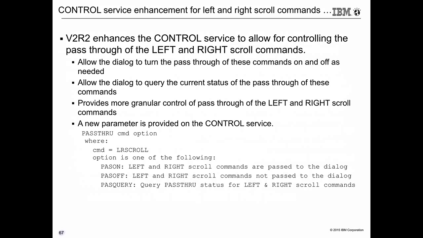So think about cases like where you have help panels and your left and right is going to scroll back and forth, but some columns in that panel might be frozen. If it's not an ISPF panel, we don't understand what the data format's like, so we don't know what should be scrolled and what shouldn't. So that's a case where you'd probably want to pass the left and right scroll commands through to your dialog to properly process the scroll operation against your own data.